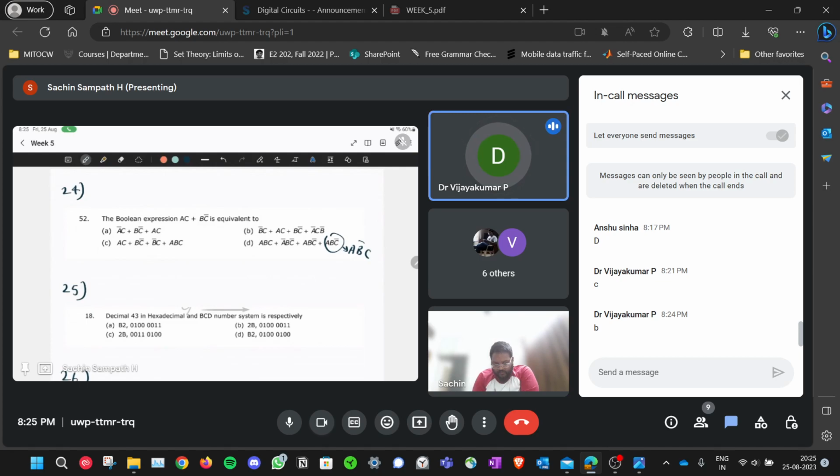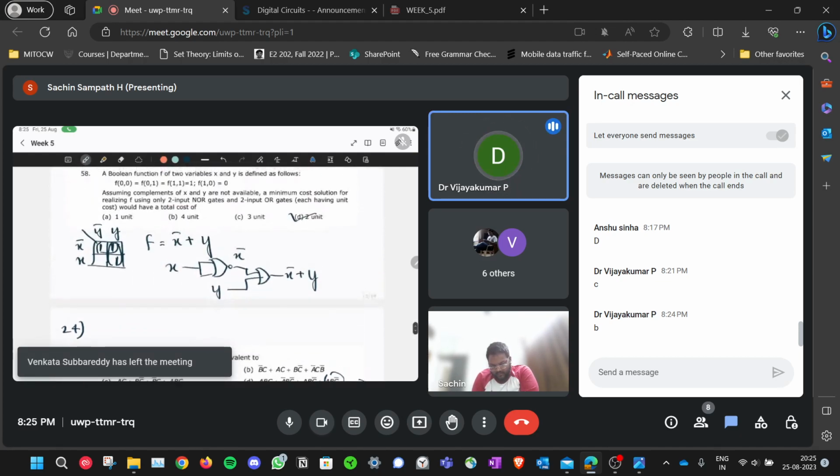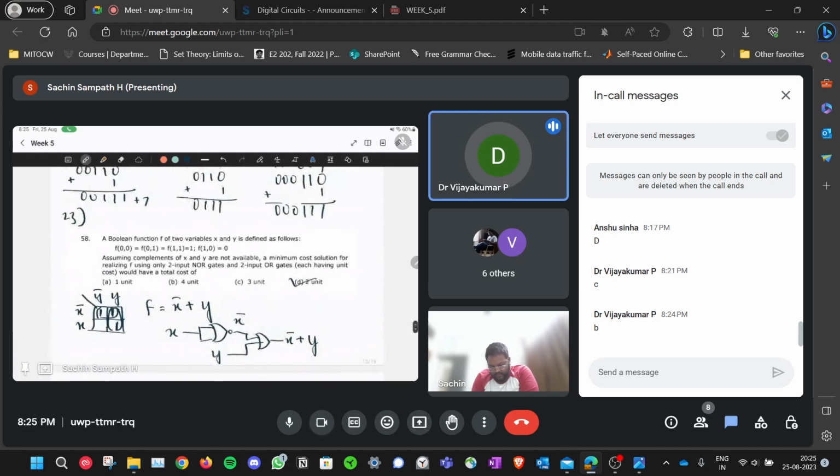Next question. Delay they have not asked. They've asked the total cost of the minimum cost. So they're saying how many gates are used. That's all, not the delay.